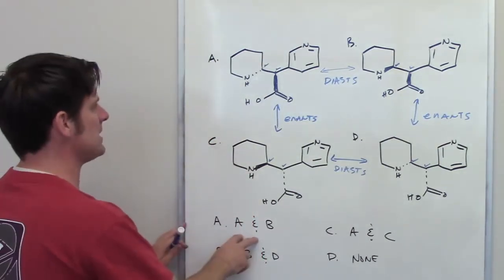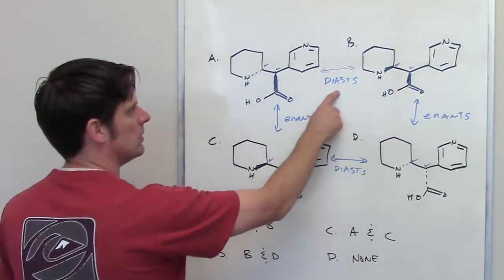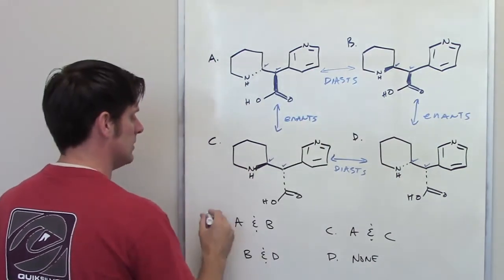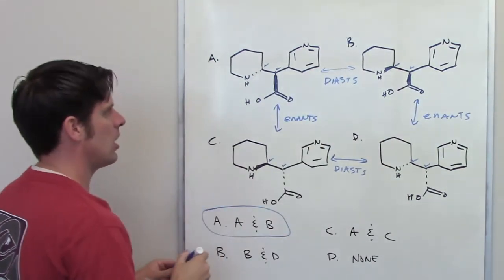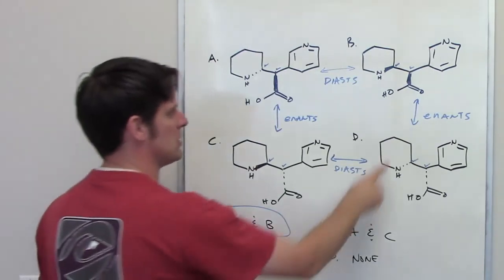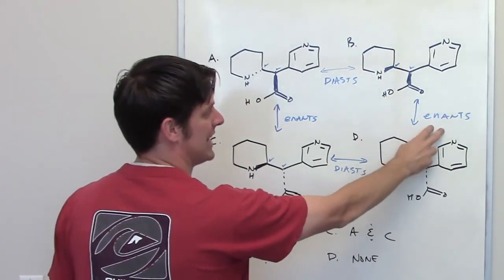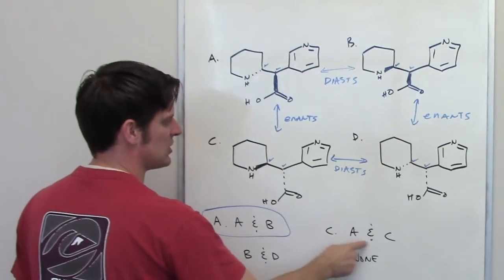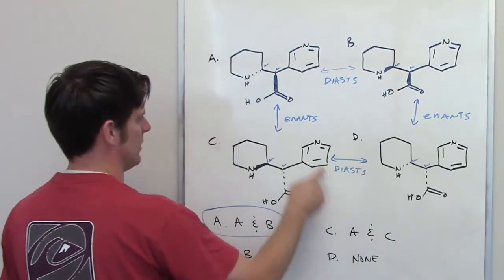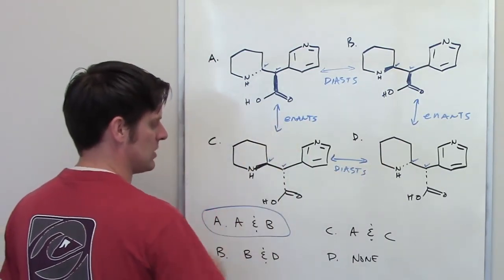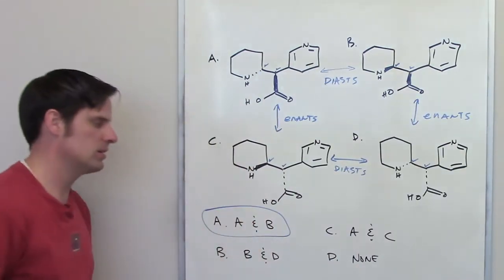Are A and B diastereomers of each other? Yes, they are. Are B and D diastereomers of each other? No, they're not. They're enantiomers of each other. Are A and C diastereomers of each other? No, they're not. They're enantiomers of each other. So the correct answer is A.